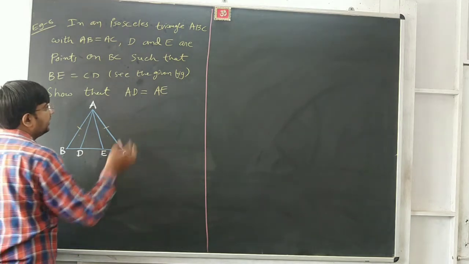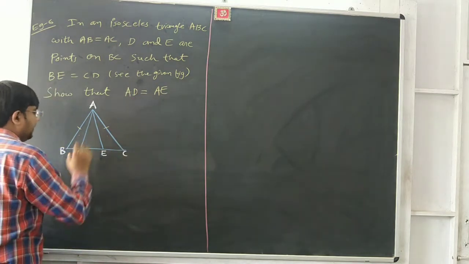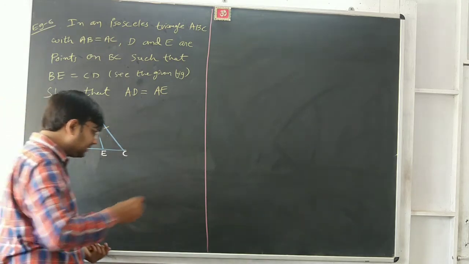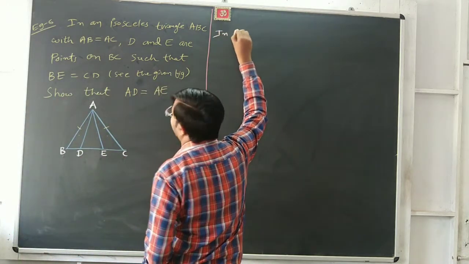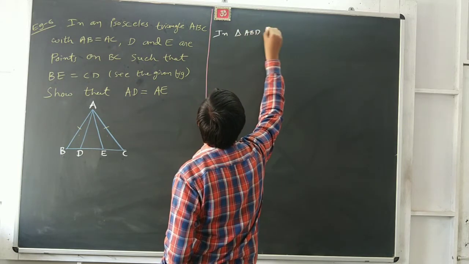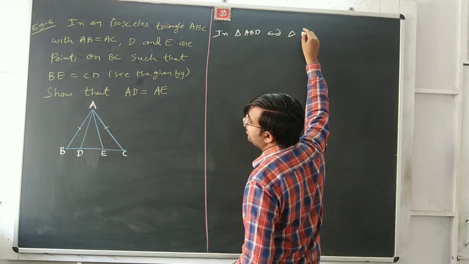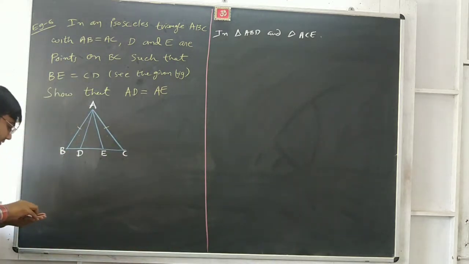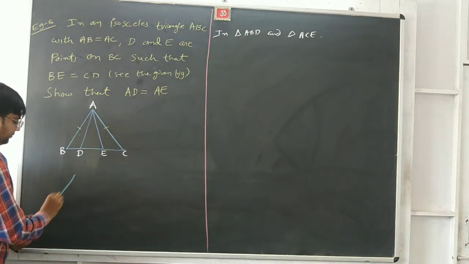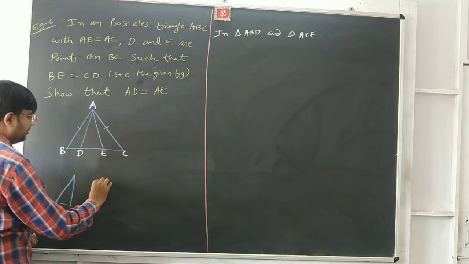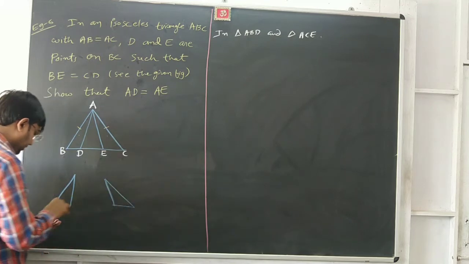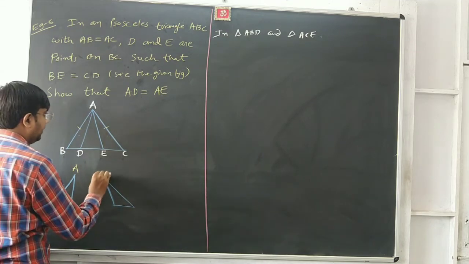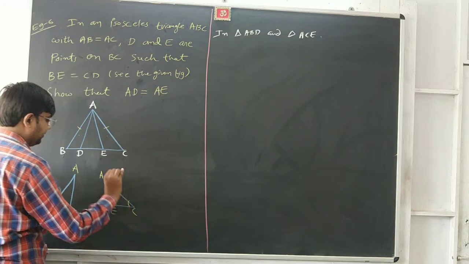So we have to prove that AD is equal to AE. First, I can write here, in triangle ABD and triangle ACE, I can draw this figure separately now. Here is A, B and D, and A, E and C.